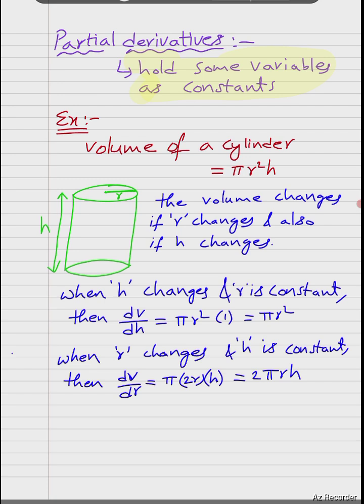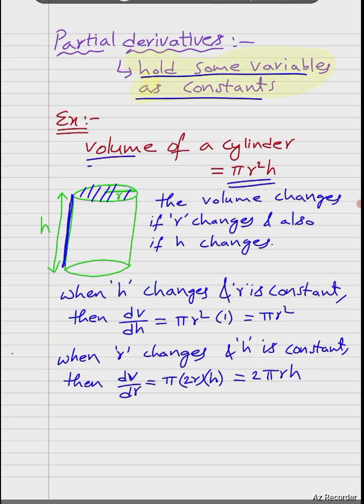Now, next one in the differentiation is partial derivatives. What is meant by partial derivatives? In the partial derivatives, we hold some variables as constants. Suppose here we take one example, volume of a cylinder. What is the volume of a cylinder? It is the cross section area, pi r square, times height. Isn't it? The volume is pi r square h. Okay.